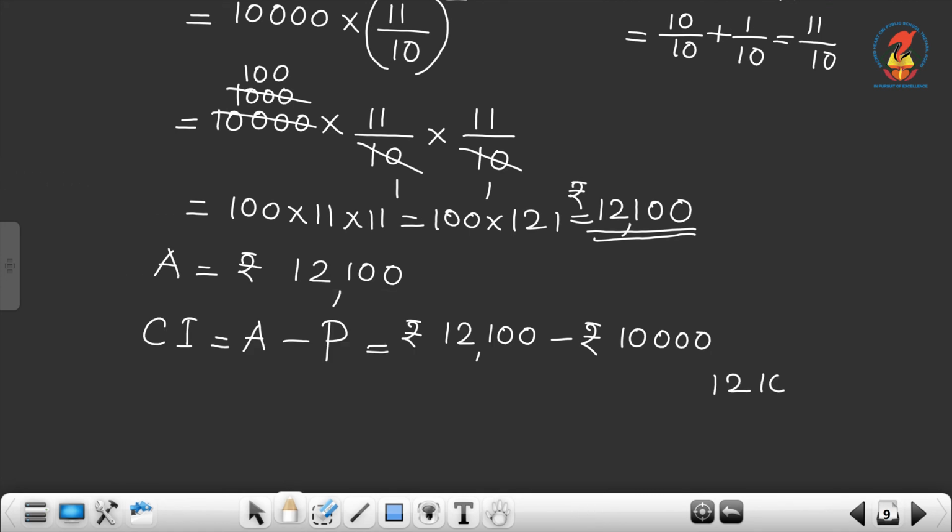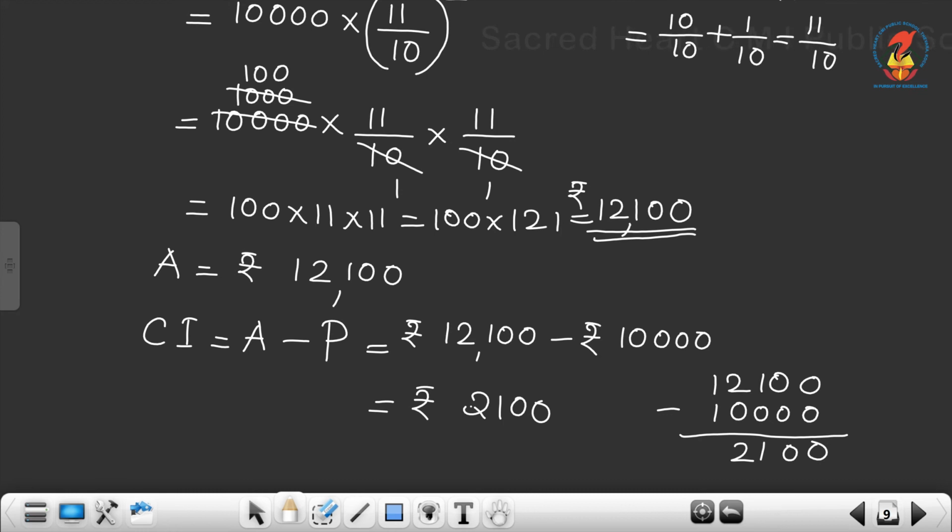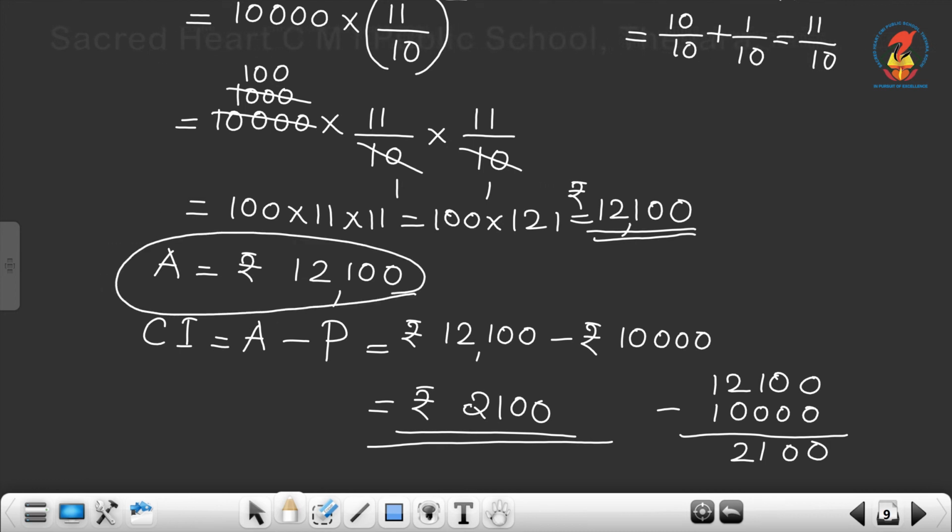So, 12,100 minus rupees 10,000, rupees 2,100. So, we will get the compound interest as rupees 2,100. First of all you have to calculate the amount for the specified period, then after that compound interest is equal to amount minus principal, then we will get the compound interest.